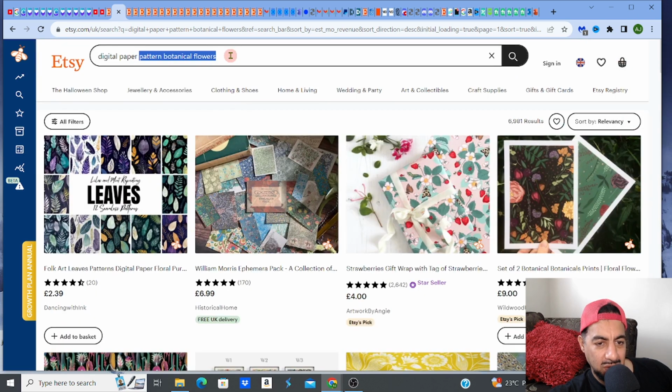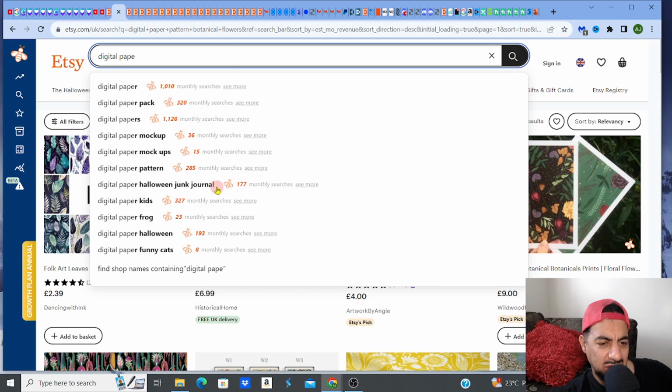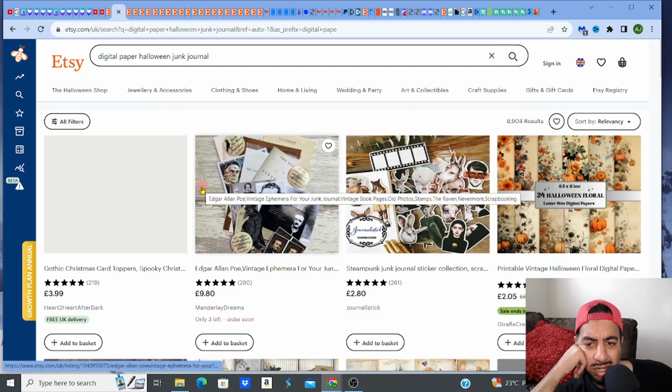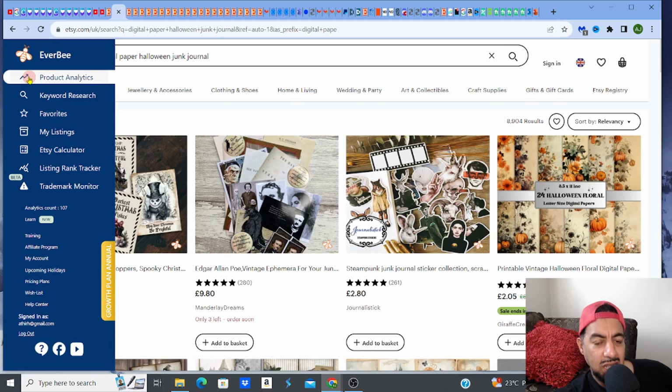So I'm going to go back out for a second. I'm going to just go to this digital paper Halloween junk journal. Looks interesting to me, right? This has a fantastic score of 8,904, by the way, as well. Look at this. Really nice score. Really good number. That means something I could definitely go into. And it does seem like it's a trend. It's definitely a trending one, right? Because obviously Halloween's not here yet, but it's coming.